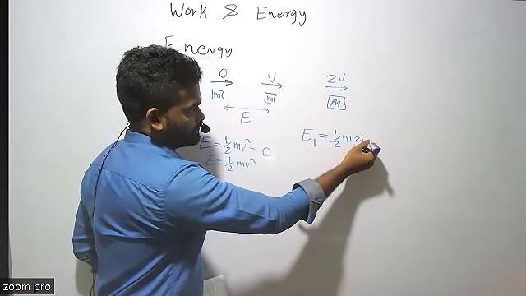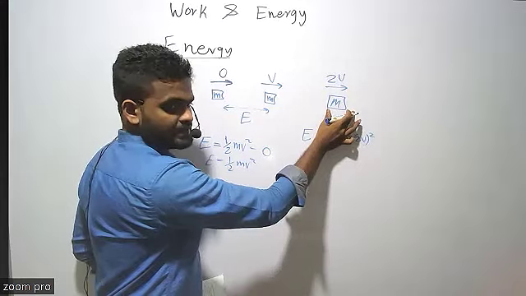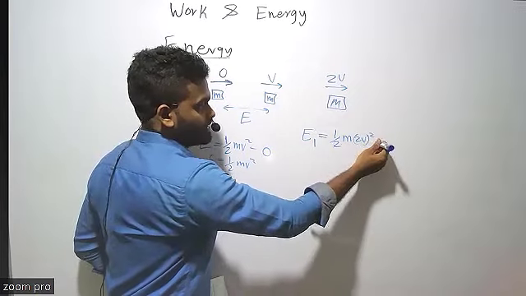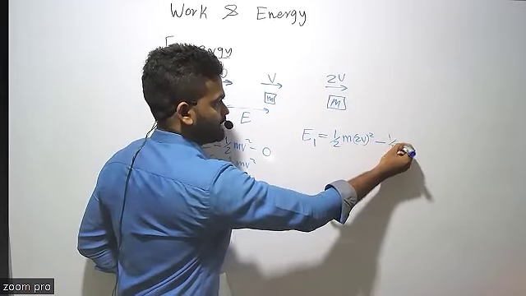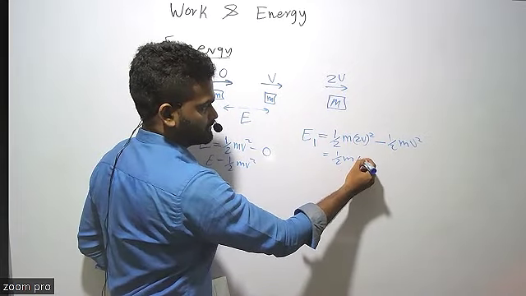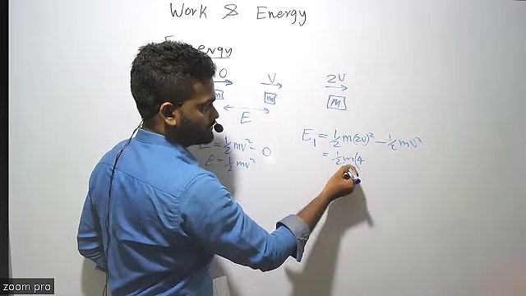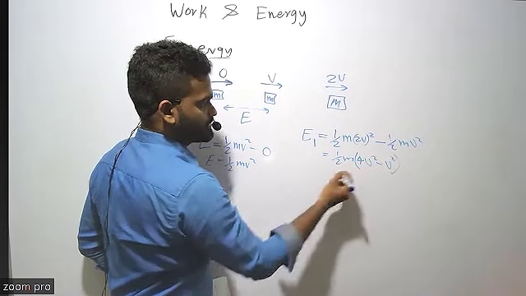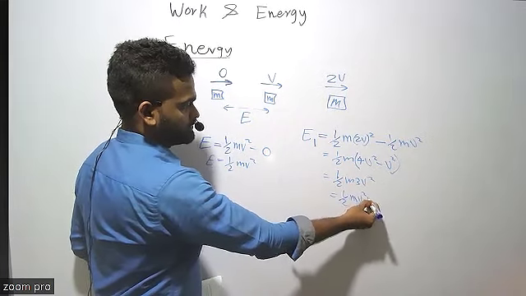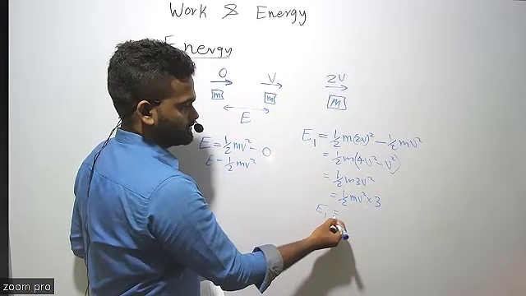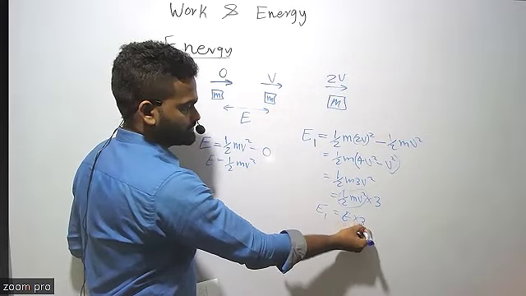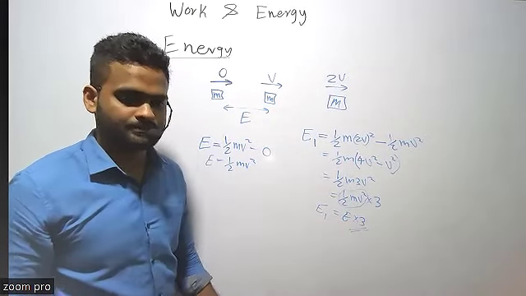Half m (2v) squared, right? This is the kinetic energy here. Half m (2v) squared, minus the kinetic energy here, half m v squared. So this is 4v squared. You can take half m out. So 4v squared minus v squared, you get half m 3v squared, that is half m v squared times 3. So instead of half mv squared, you can use capital E. E times 3. What does it mean?